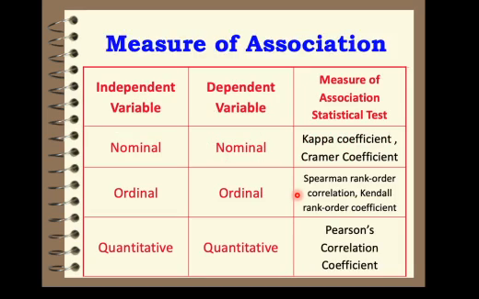Now, let's talk of measures of association. When the independent variable and the dependent variable are both nominal, the measure of association is a kappa coefficient or a Cramer coefficient. If both are ordinal or interval, the Spearman rank correlation or the Kendall-Tau rank order coefficient. And lastly, if both are quantitative ratio, the Pearson's correlation coefficient can be used.